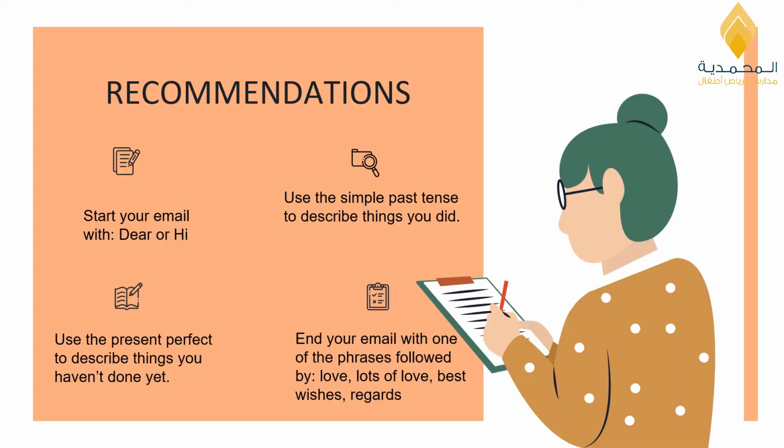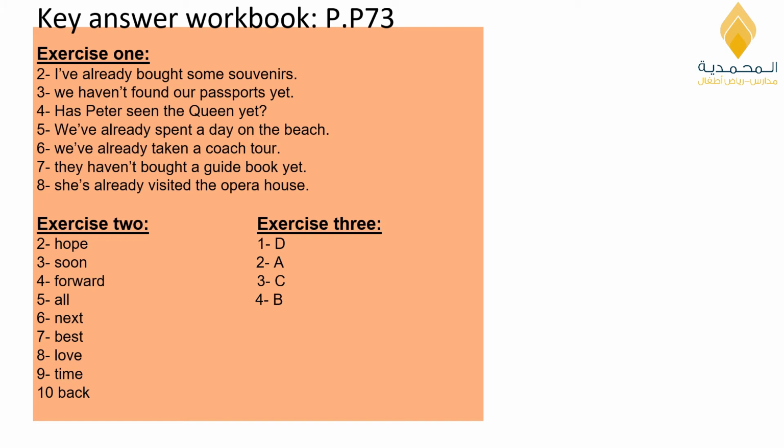Recommendations. We all know that you should start your email with dear or hi, followed by the name of your friend. Use the simple past tense to describe things you did, and use the present perfect to describe things you haven't done yet. End your email with one of the phrases, followed by love, lots of love, best wishes, or regards. Here is the key answer for the exercises in workbook page 73.